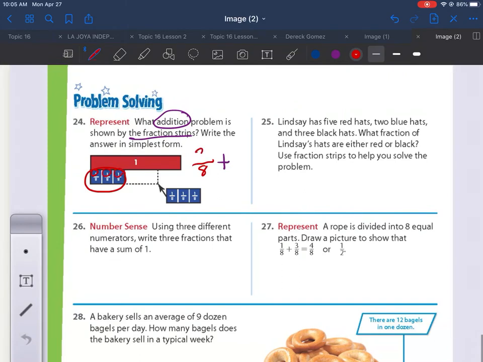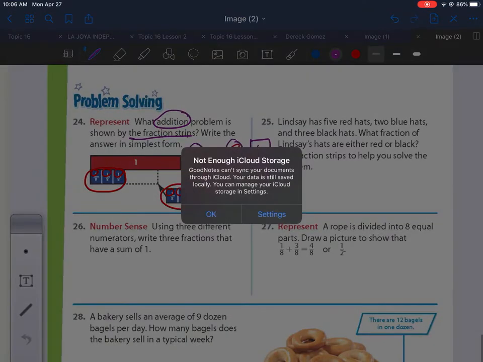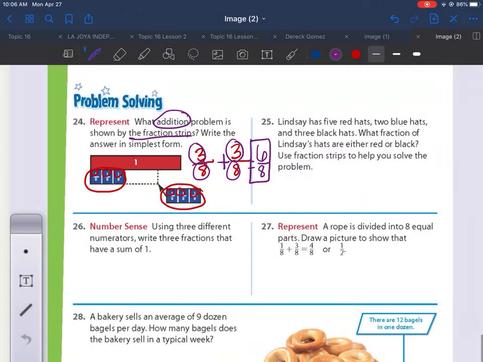The denominator is 8. How many parts do you have? 3. What is the fraction you're trying to add? The denominator is 8. How many parts do you have? 3. So if I add these together, the denominator will stay the same. 3 plus 3 is 6. So my sum is 6/8.